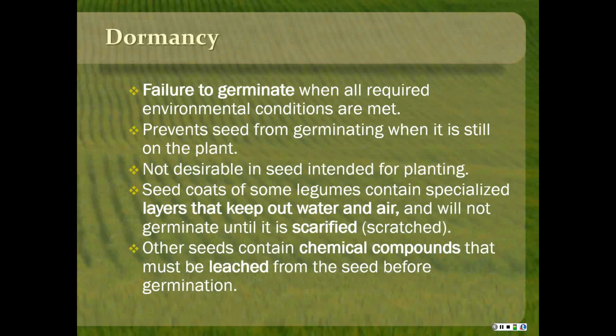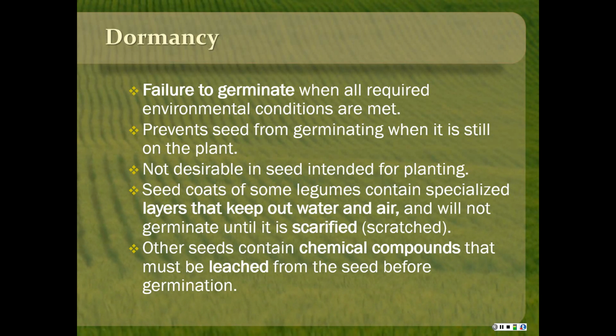And then dormancy is a condition that means a failure to germinate when all required environmental conditions are met. Actually, this is an important evolutionary characteristic that developed to prevent seed from germinating too early while it's still on the plant. It also protects seeds in cases of bad environmental conditions. But it's not desirable in seed intended for planting. You want it all to germinate at the same time.